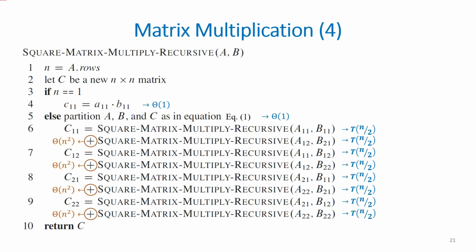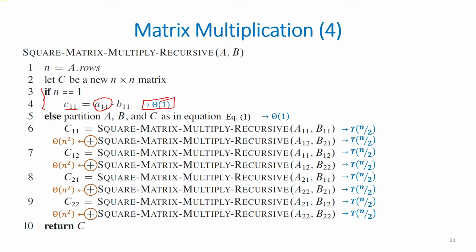This is the pseudocode for multiplying two square matrices using the divide and conquer approach. The name of this procedure is square matrix multiply recursive, and it takes matrices A and B as input. Line 3 checks the base case. So if the matrix is of size 1, that means they have just one element, you find their scalar product and put it in C11. Since it's just a simple multiplication, it takes constant time, theta 1.